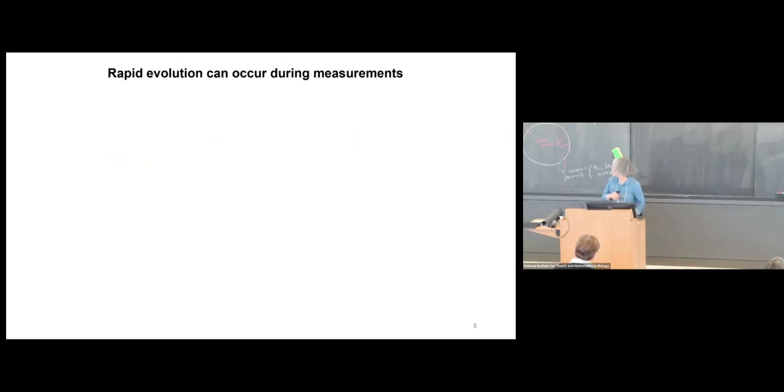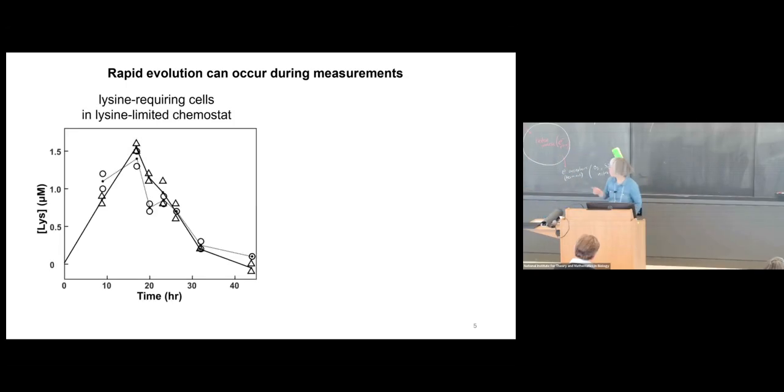And a second challenge that we find is that rapid evolution can occur during the very measurements that we make. We came across this as follows. We subject the lysine-requiring cells to chemostats that require lysine. Basically, we drip in lysine really slowly, so they're forced to grow really slowly. And we look at the lysine concentration in the chemostat.